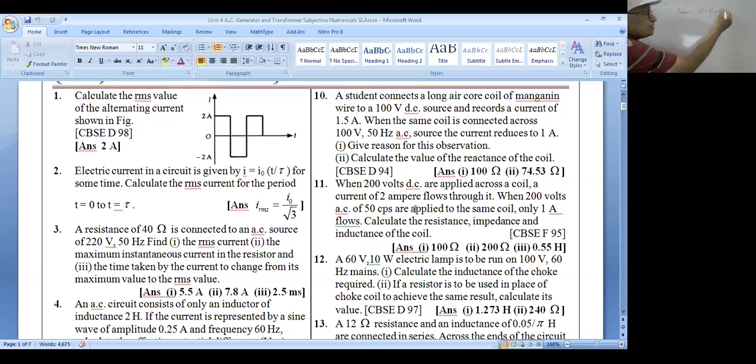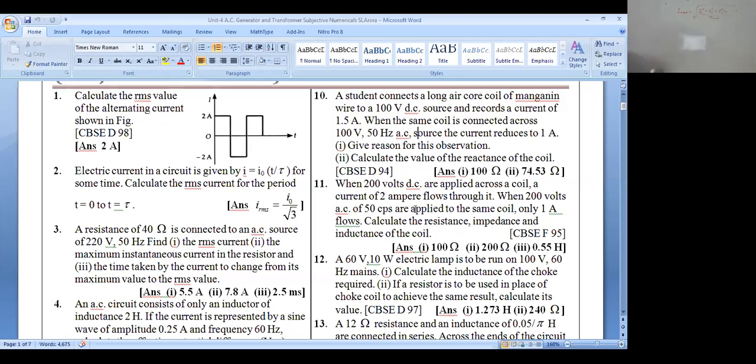whatever they are, and then divide by the total time here and take the root of it. This is the RMS value. So square it, find the average or mean value, then take the root of it. RMS: S means square, M means mean, then root of it. So this is the RMS value.